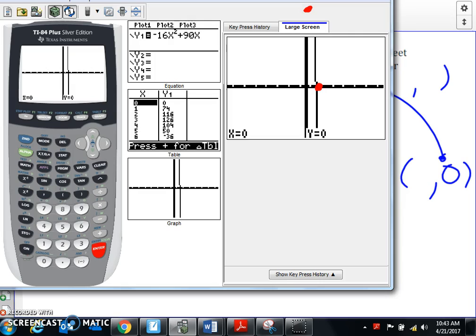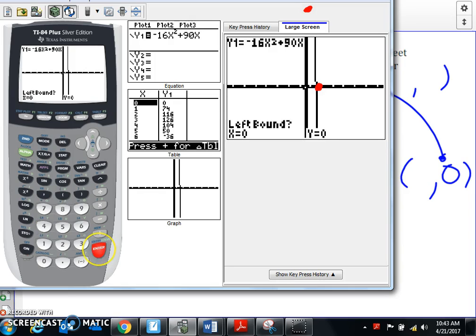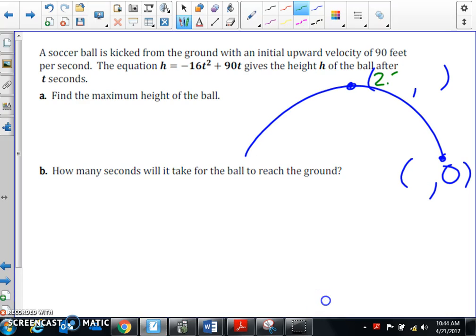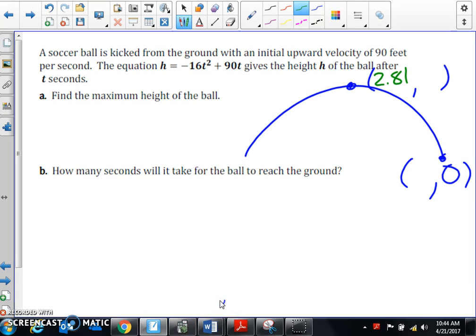So if we want to find that max, remember it's a frowny face. So second calc, we're going to find the max. So left bound, we go to the right, which means we're just going to keep on going until we see our little spider come to the other side. Enter, enter. All right, so our maximum point is 2.81, and the y value there was 126.56. All right, now let's find our 0.